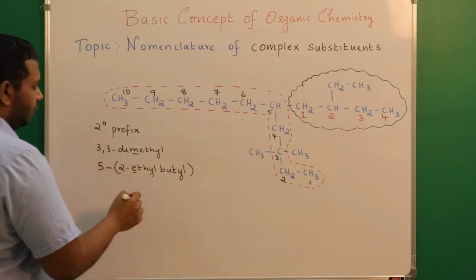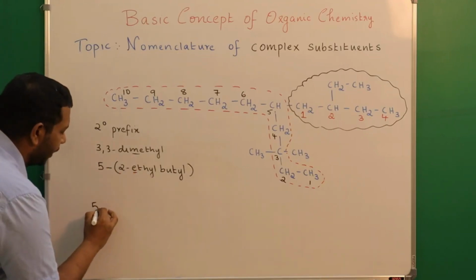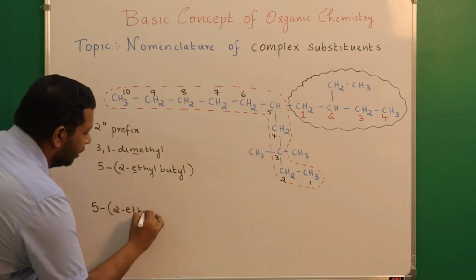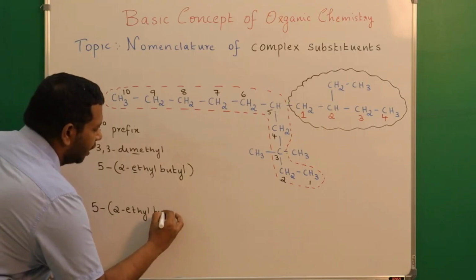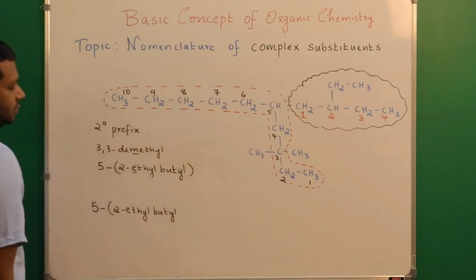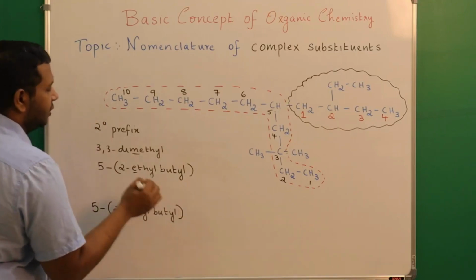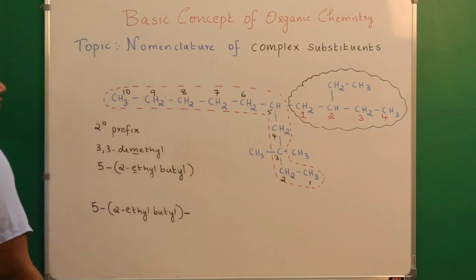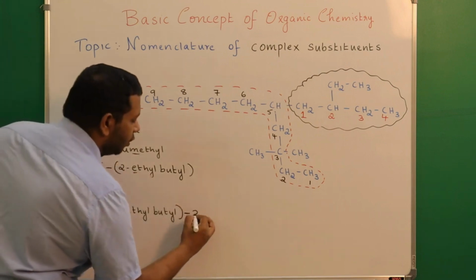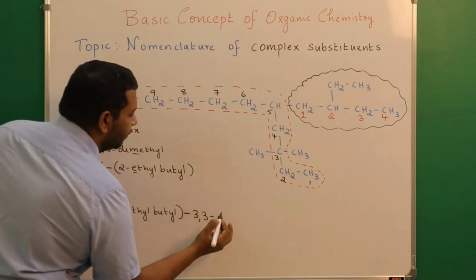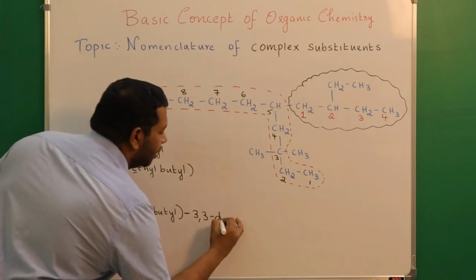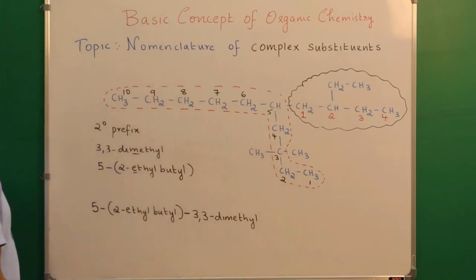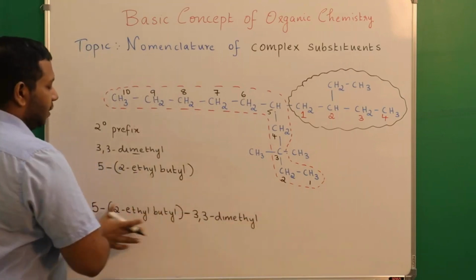So E will come first. So I can first write it as 5-(2-ethylbutyl). Close the bracket. Then comes another substituent which is a number, so that's the reason why I keep a hyphen here. Then I will write 3,3-dimethyl, correct? So the 2 degree prefix is completely over.